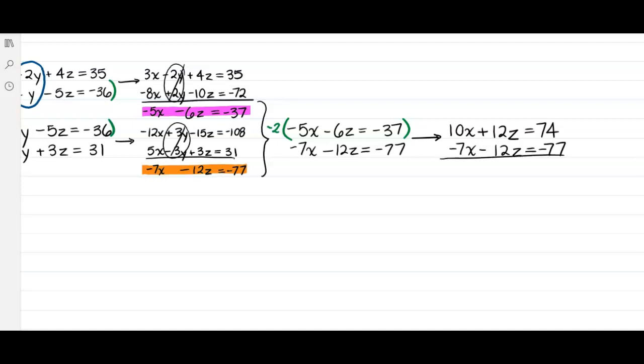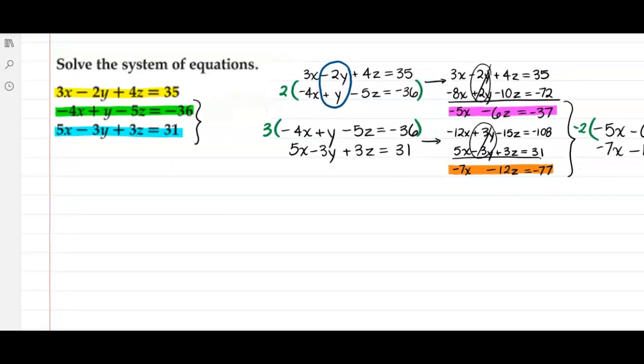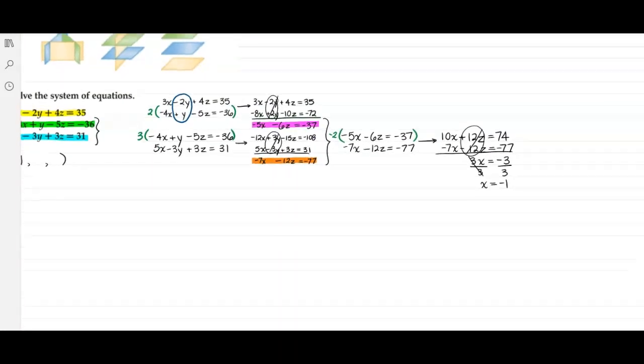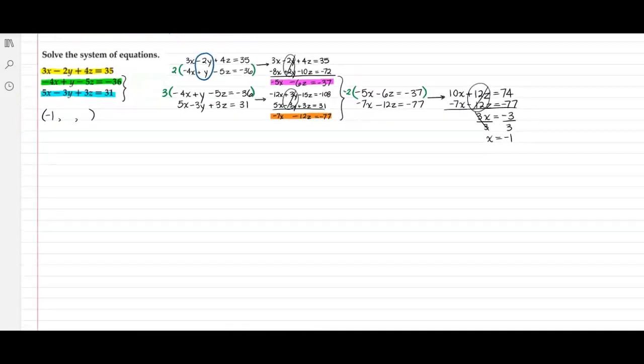And now I can eliminate my z terms. 10 take away 7 is 3x. 74 take away 77 is negative 3. Dividing by 3, x is negative 1. So think about what our goal was. Our goal is to find an ordered triple that satisfies this. We have one part of it. And you might be thinking, oh no, we're only a third of the way there. Well, yes, but the rest is much easier.